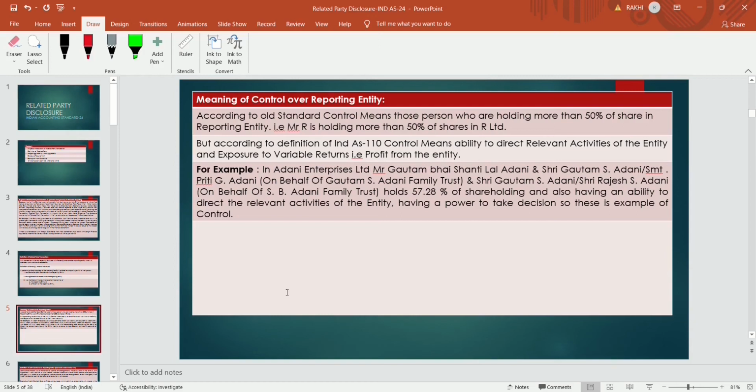Firstly, they have more than 50% of the shareholding. Secondly, they have the ability to direct the relevant activities of the entity and the power to take decisions. This is an example of control because they have more than 50% of the shareholding, so they have controlling power, and Mr. Gautam Bhai Shantilal has the ability to direct the relevant activities of the entity. They have the power to make decisions. They have the power to decide.